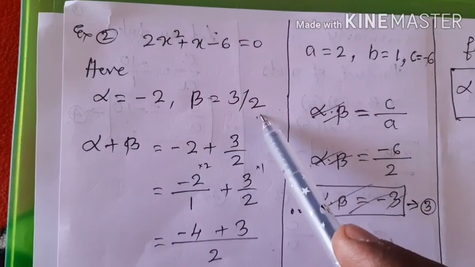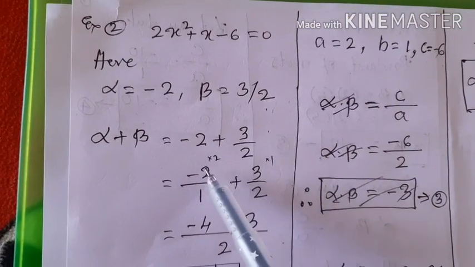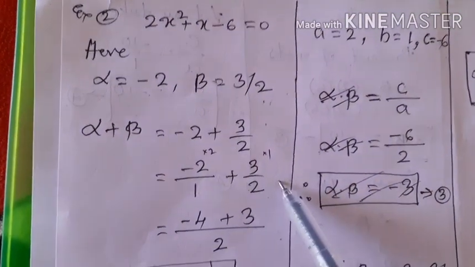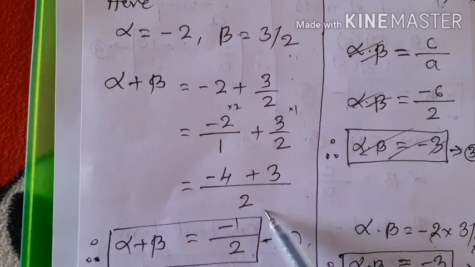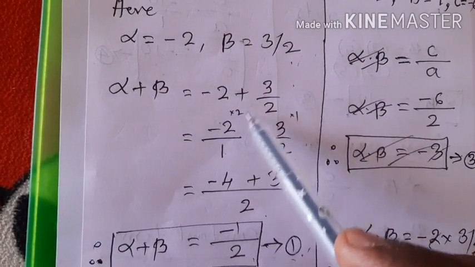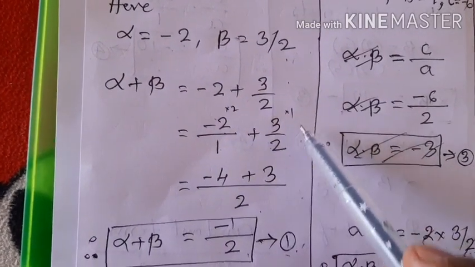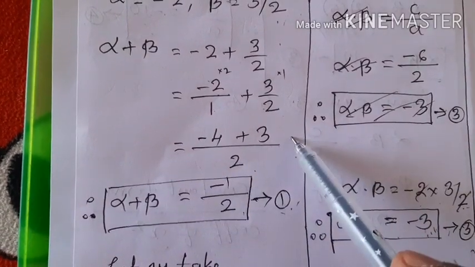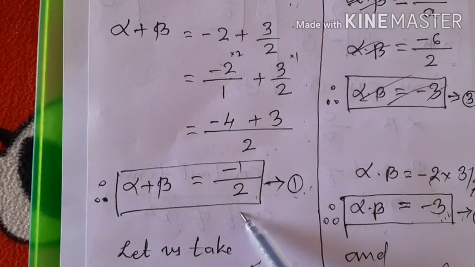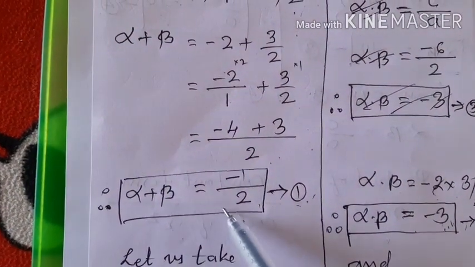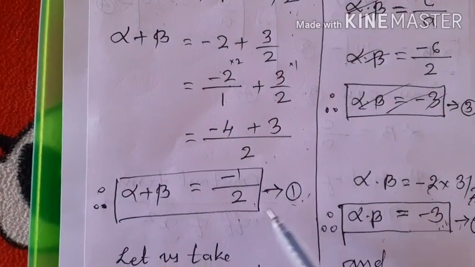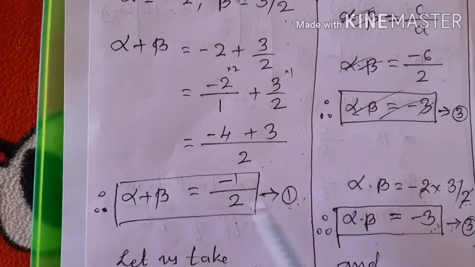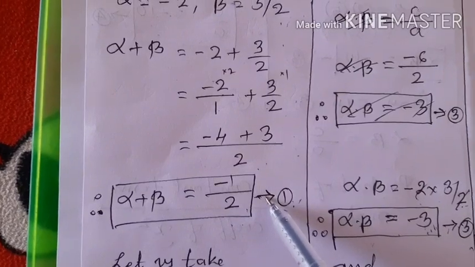That is minus 2 plus 3 by 2, which is equal to minus 2 upon 1 plus 3 by 2. The LCM of 1 and 2 is 2. Therefore, here it is 2 2s are minus 4 and 3 1s are 3. Minus 4 plus 3 upon 2 is equal to minus 1 by 2. So, alpha plus beta is equal to minus 1 by 2, and I call this equation 1. So, the sum of the roots is minus 1 by 2.